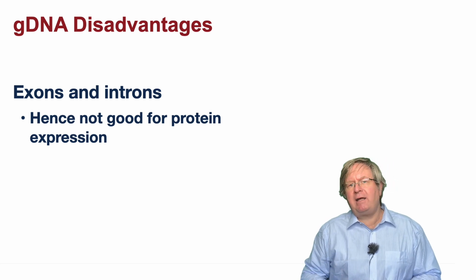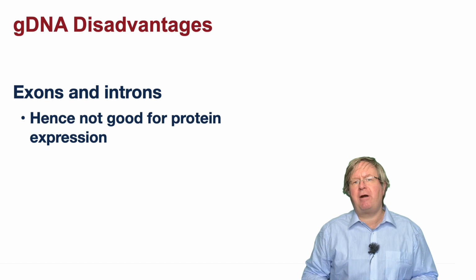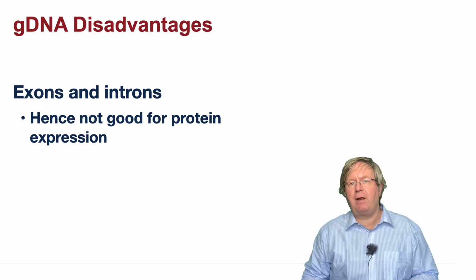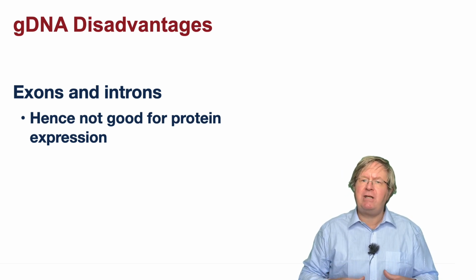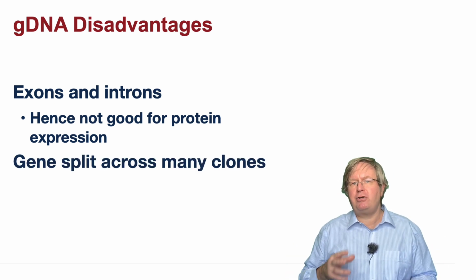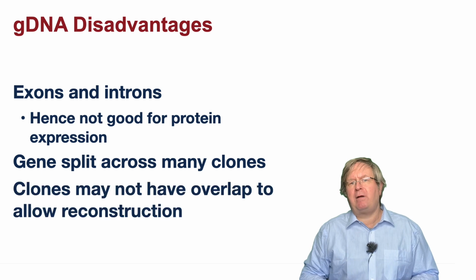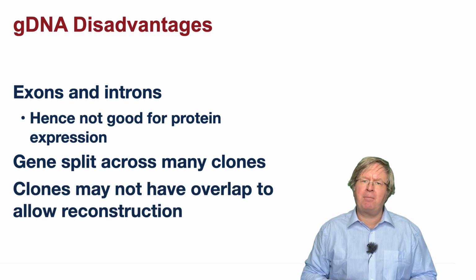Plus, unlike in a cDNA library where the gene has been transcribed to messenger RNA which has then been used to make the library, the gene in a gDNA library will most probably be spread over several clones due to how the library was made. Also, the clones may not have sufficient overlap to allow the gene to be reconstructed through sequence alignments.